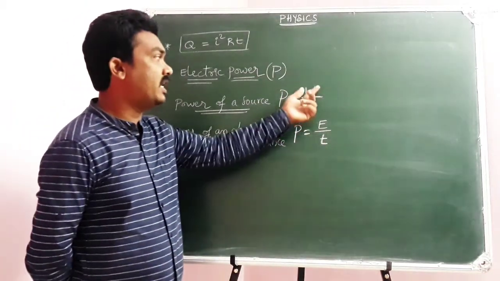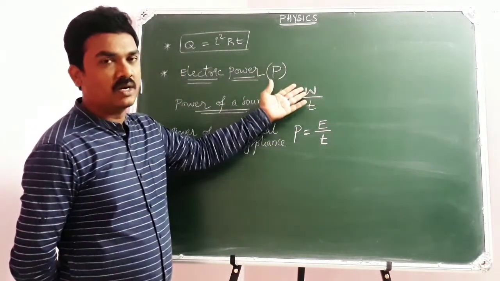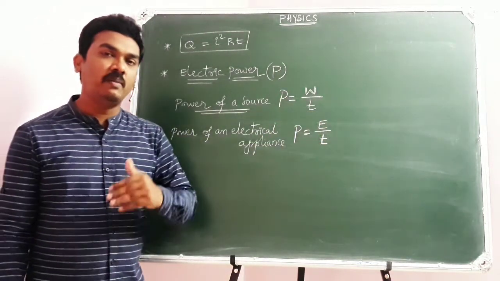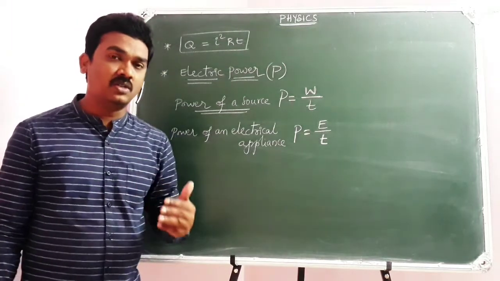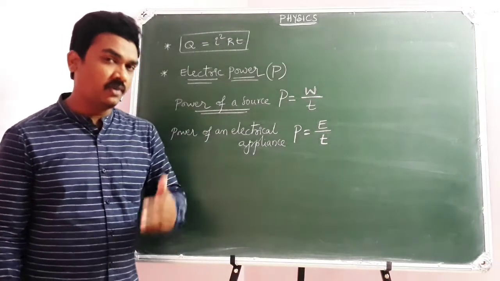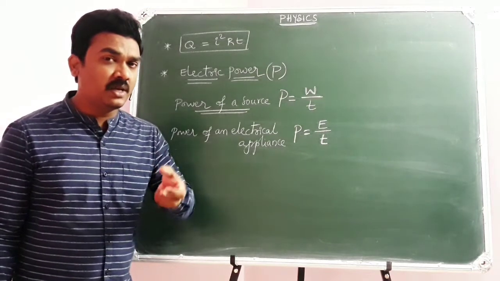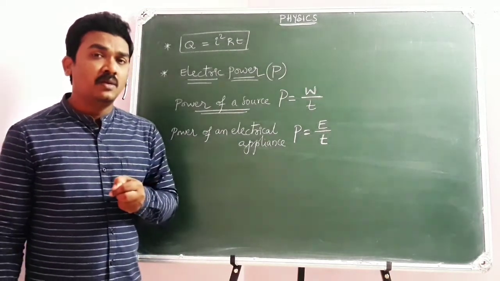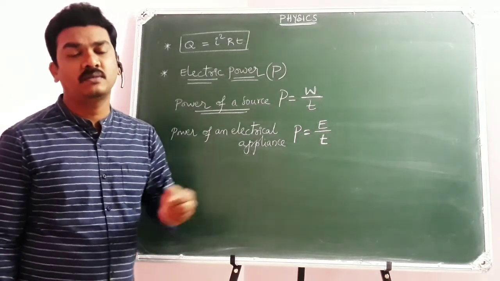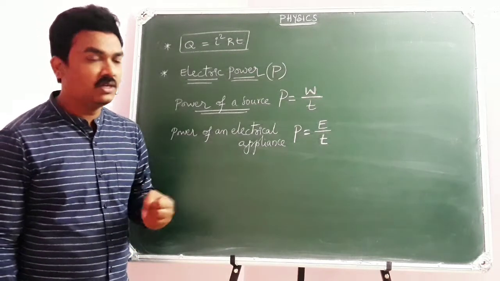So there is only a difference here: electrical work done, here electrical energy. Of course, you know that whatever electrical work is done by the cell or battery will be the electrical energy, because the cell or battery is doing work to keep the electrons in motion to produce the current, converting chemical energy to electrical energy. But this entire electrical energy given by the cell or battery may not be utilized by the electrical appliance to 100%. To some extent it can utilize. It depends on its power.